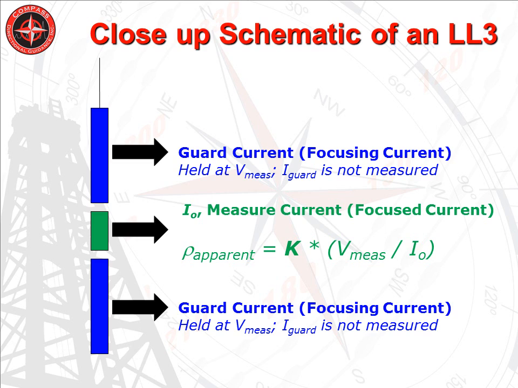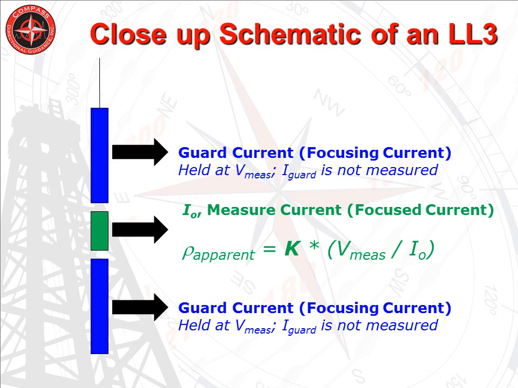The guard electrodes are driven at the same voltage as the measure electrode, V measure, so that no current flows across the insulating gaps between the guard electrodes and the measure electrode, thereby forcing all the current flowing out of the measure electrode to flow radially into the formation. Focusing is important because without it, a significant portion of the measure current would flow up and down the conductive annulus in the borehole and return to the neutral portions of the collar above and below the measure electrode. This would have the effect of reducing the apparent resistivity seen by the tool.